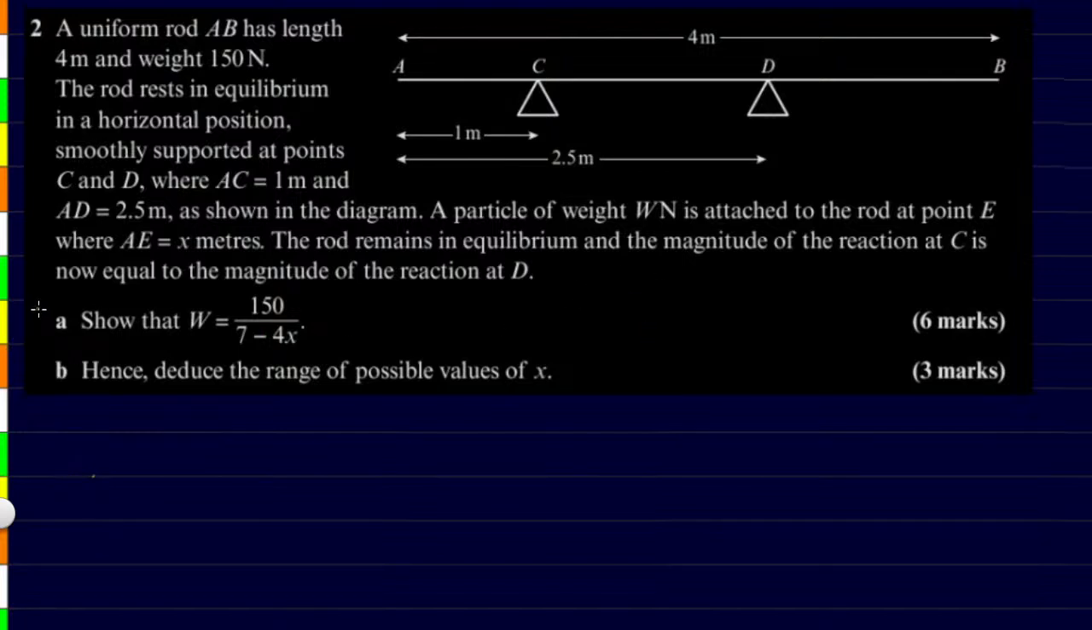A uniform rod AB has a total length of 4 meters. Its weight is 150 newtons. Because it is a uniform rod, the weight will act at the center midpoint. Weight is 150 newtons.